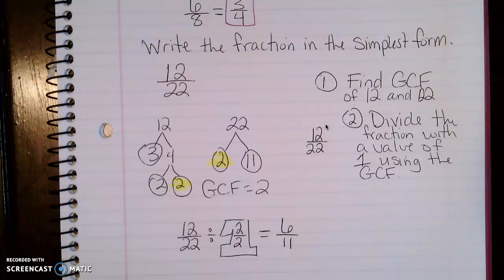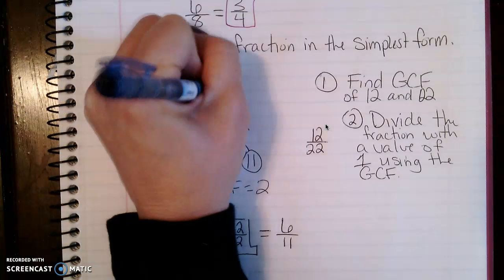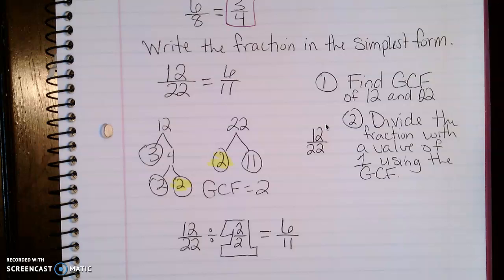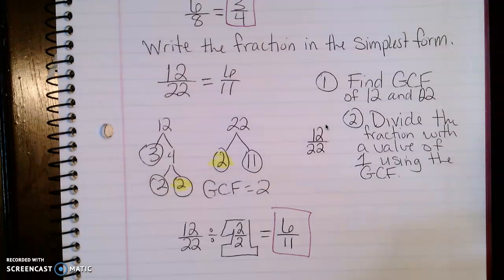So the simplified version of 12/22 is 6/11. And this is the simplified fraction for 12/22.